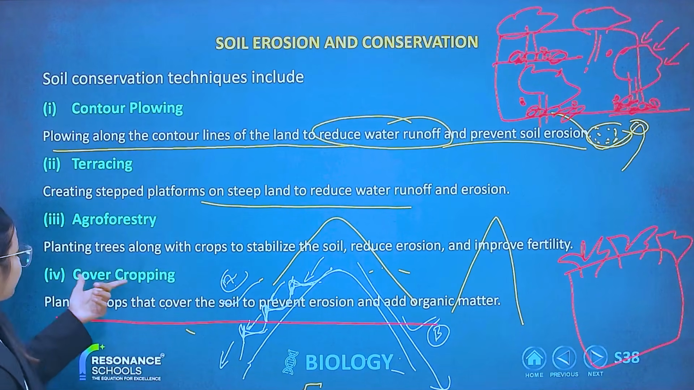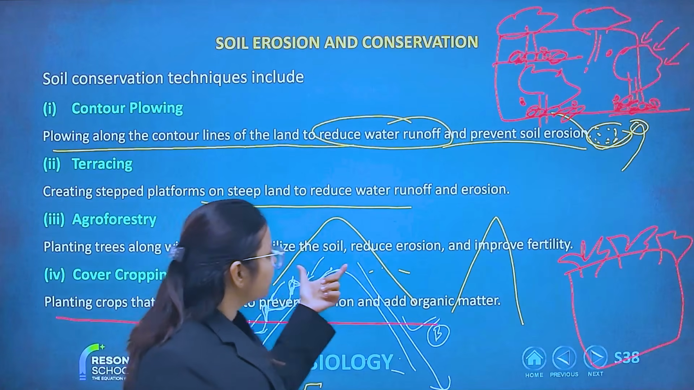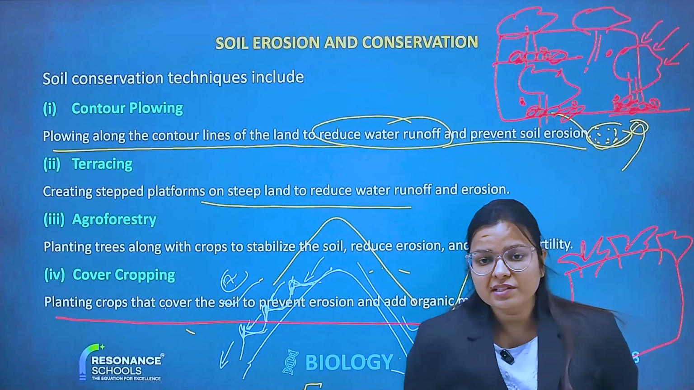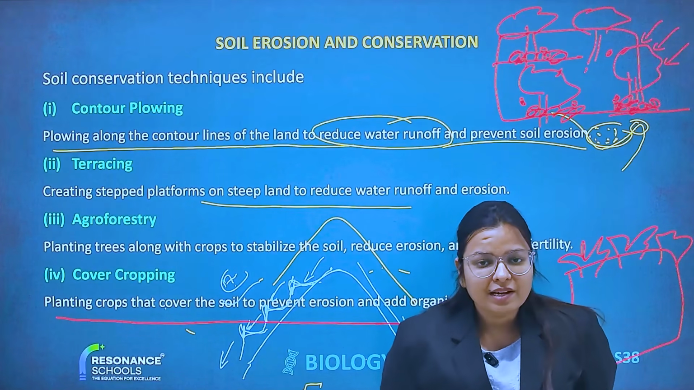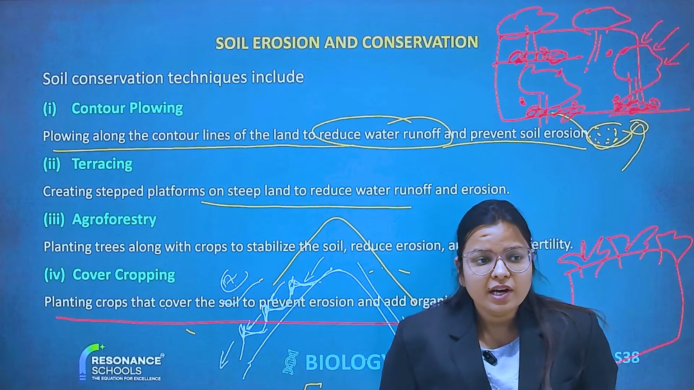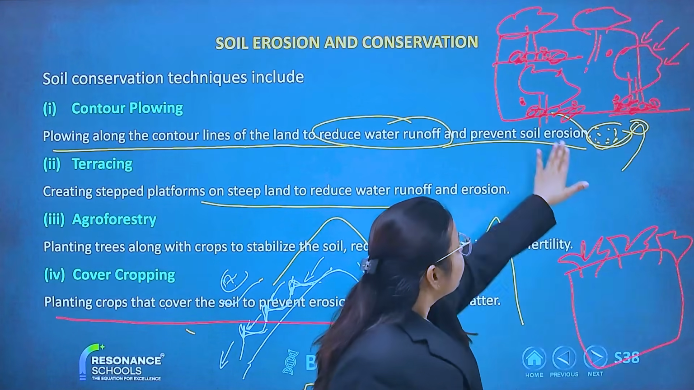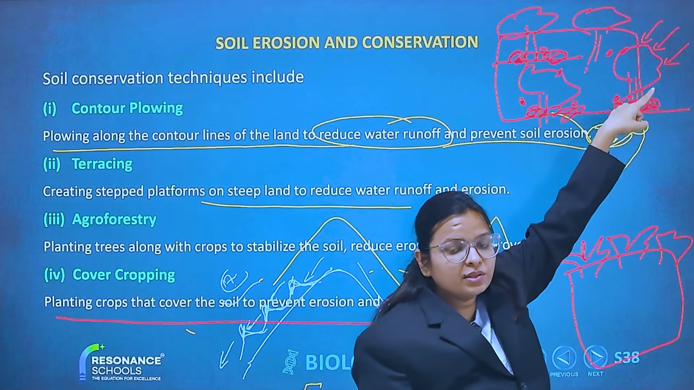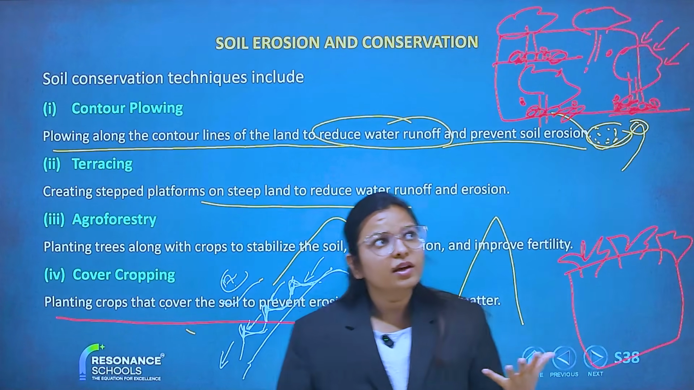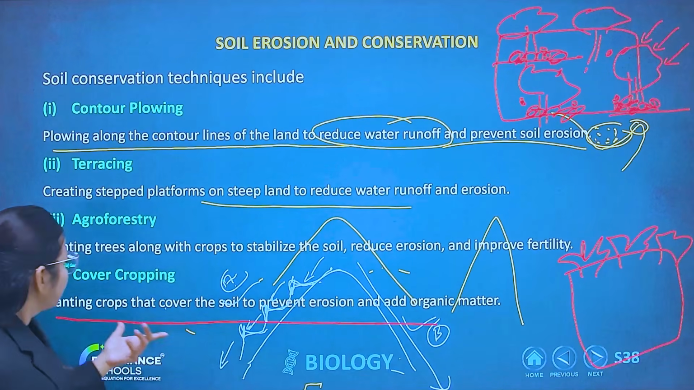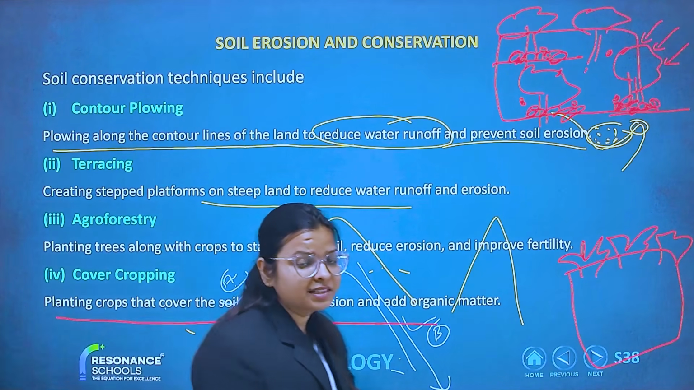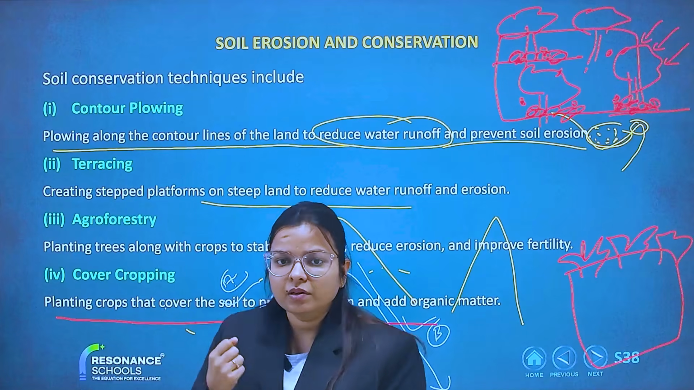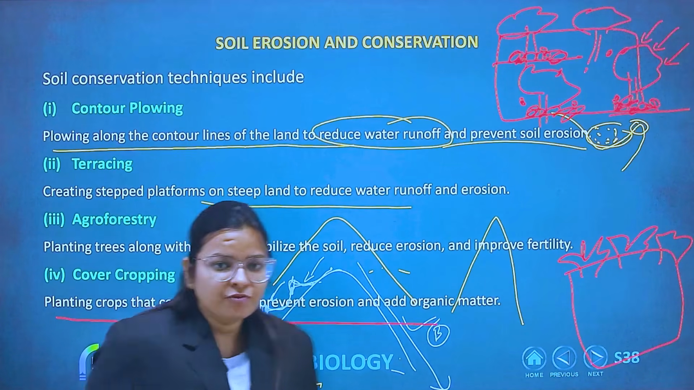Third is agroforestry. Again, planting trees along with crops to stabilize the soil, reduce erosion and improve fertility. So this is your agroforestry. If you are growing in a farmland, there are so many crops. So what we are doing here, we are growing trees in between. I told you the diagram here. See, this is your farmland and there are so many trees in this farmland. So what will a tree do? It prevents soil erosion. Cover cropping. You can take an example of grassland, because grass covers like a sheet, so it will lessen the effect of rainfall.